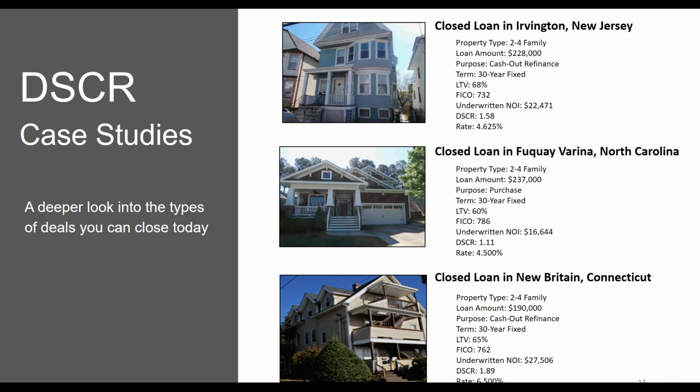Now, you drive by that home, it looks like a single family home. That's an investment property and low LTV, 68%, very good credit, 732. The net operating income created a debt service coverage ratio well above our minimum, 1.58, and you see the rate there was at 4 5/8.